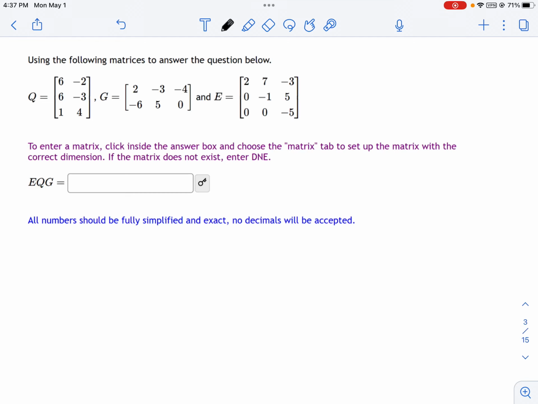Use the following matrices to answer the question below. We're multiplying matrix E to Q to G. Now, to do this, the first thing you have to make sure is that this even exists in the first place.